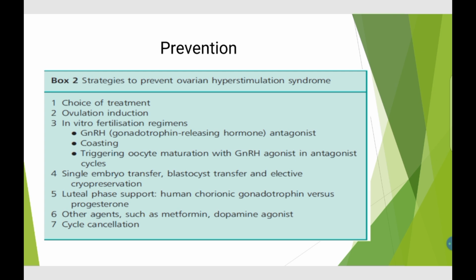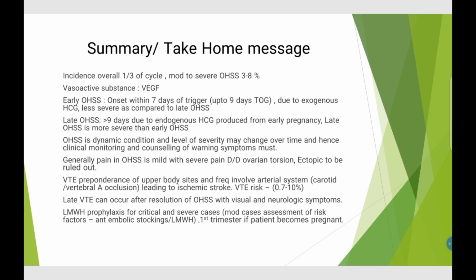One should remember these particular strategies, and if there is a question in the structured discussion, we should be able to mention at least 3 to 4 strategies on how to reduce the OHSS. Now coming to the summary or the take home message: the overall incidence is 1/3 of all cycles, that is almost around 33%. Moderate to severe OHSS is 3 to 8%. Vasoactive substance responsible for OHSS is VEGF.